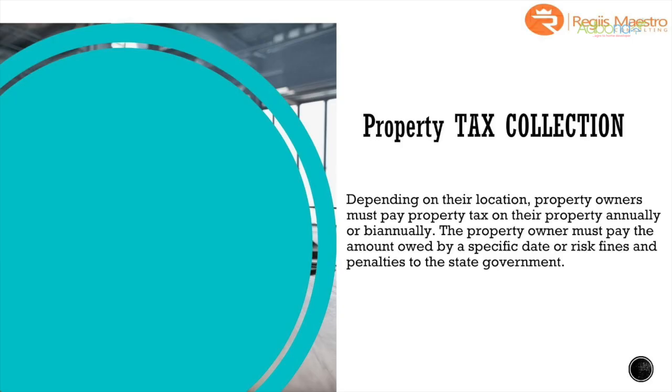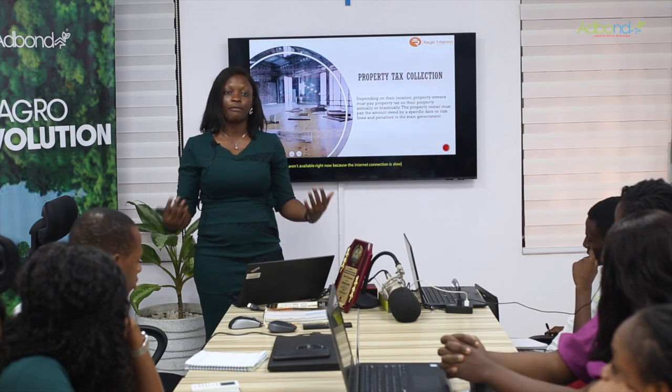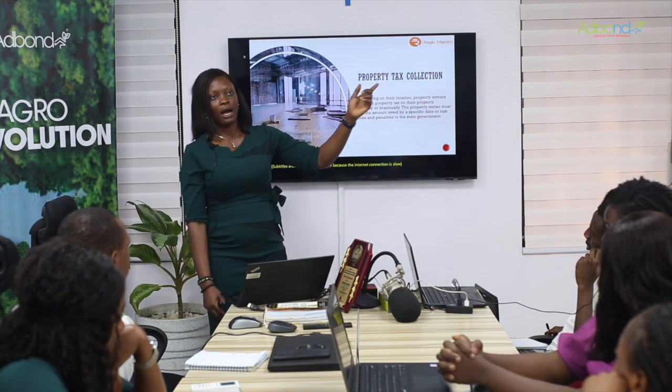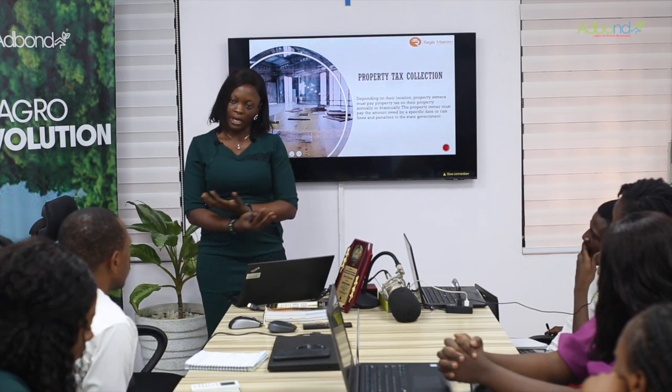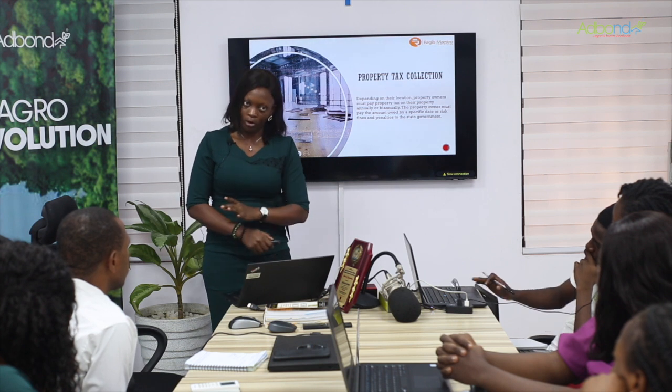Property tax collection. I'm asking who is responsible for collecting property tax, which we've actually established to be land use charge. Depending on their location, property owners must pay property tax on their property annually or biannually. The property owner must pay the amount owed by a specific date or risk fines and penalties to the state government. So wherever state you are, your property tax will be paid to the state government. If you're in Lagos State, we have Lagos State Internal Revenue through town planning. We have Ogun State too. Wherever you are, you are obligated as a property owner to pay this land use charge to your state government, the collecting body.